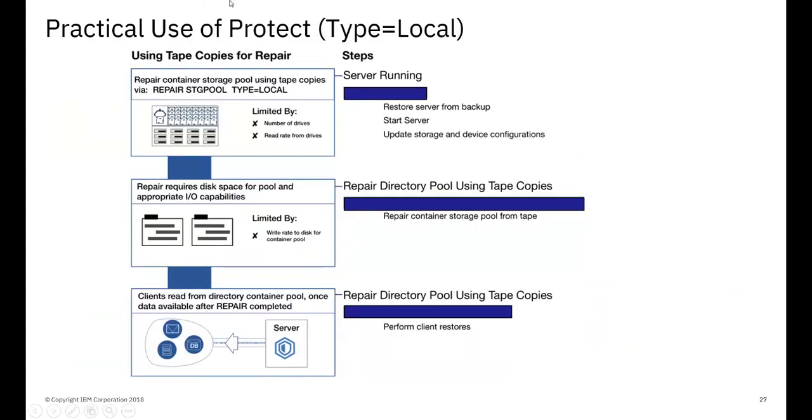In order for that tape pool to be used for a directory container, the first thing you'll have to do is make sure your Spectrum Protect server is still up and running. If not, you'll have to get your Spectrum Protect server up and running. And then you're going to need to repair that directory container storage pool from the tape copies. So basically we're copying the data off of tape and writing it back into the directory container. And finally, you can then do a restore to your clients. And that restore is coming from the directory container, not from the tapes.